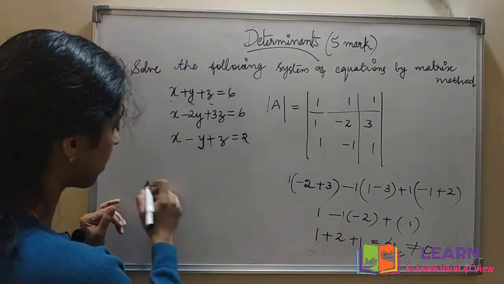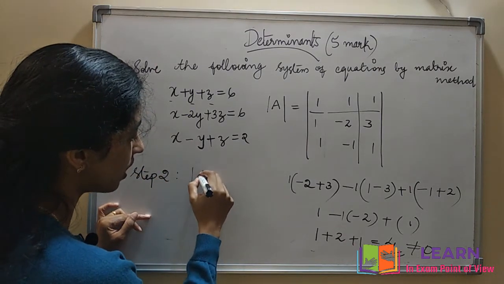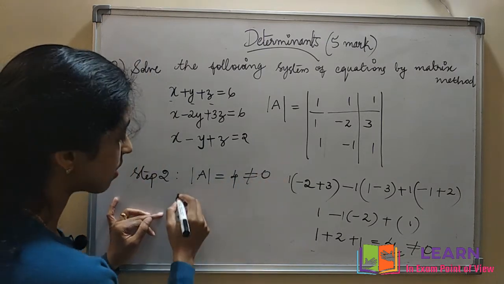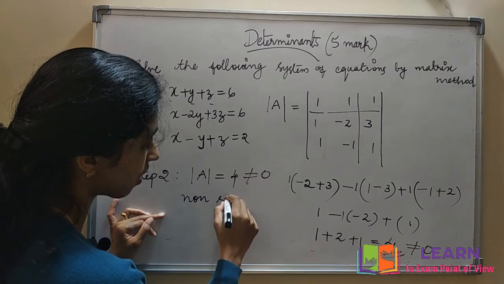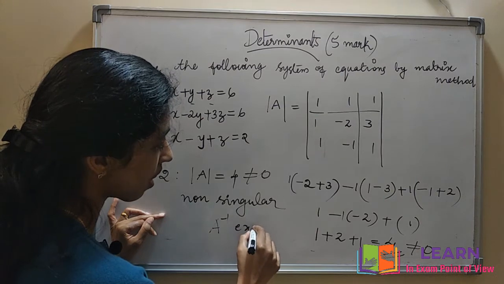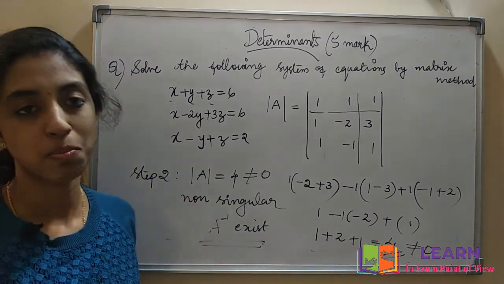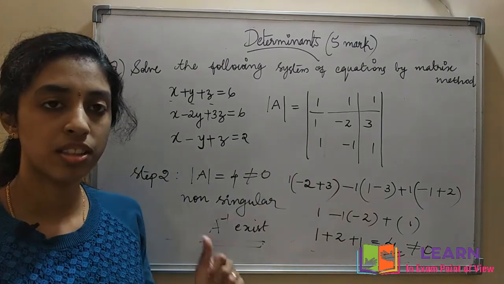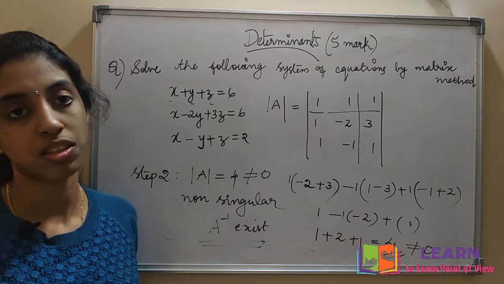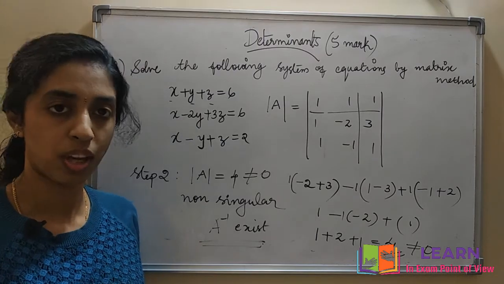So you can write that as step 2. Step 2 is what? We have got determinant A equal to 4, which is not equal to 0, which means it is a non-singular matrix. Non-singular matrix means A inverse exists. Last class we discussed this. So this step 2 we have completed, just to find the determinant A. Then third step, we have to find A inverse using the formula 1 by determinant A into adjoint A.